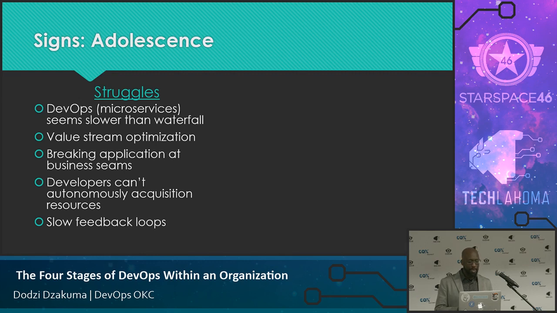Another problem that might happen is you have really slow feedback loops, and developers can't autonomously acquire resources. You might have an organization that has a big chain. Hey, I need this. Okay, ask this person, ask this person. When you want your developers moving quickly so that you can keep up.